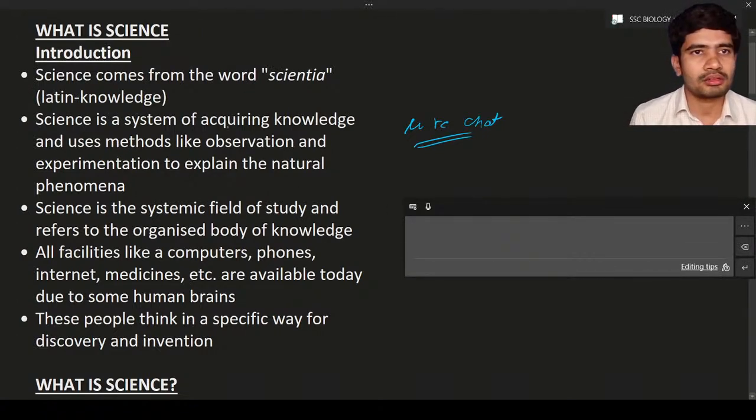So first, what is science? The first chapter is about science.